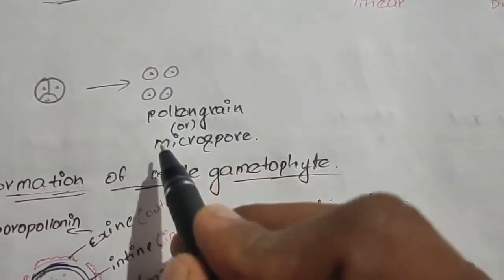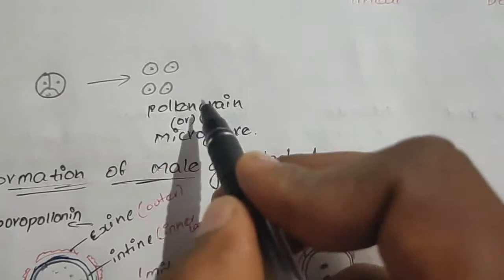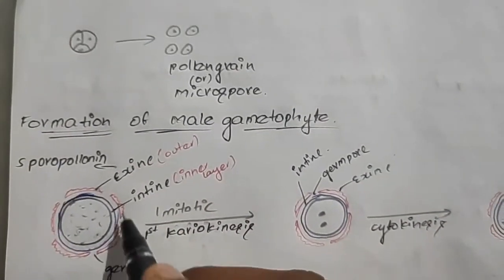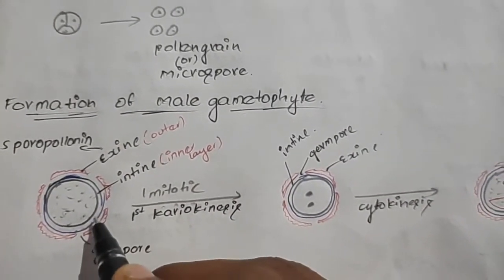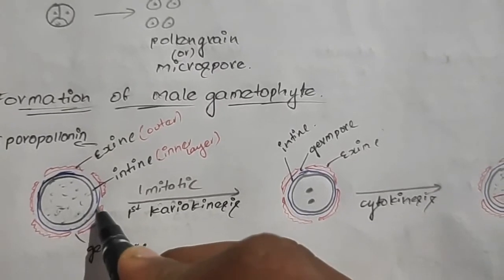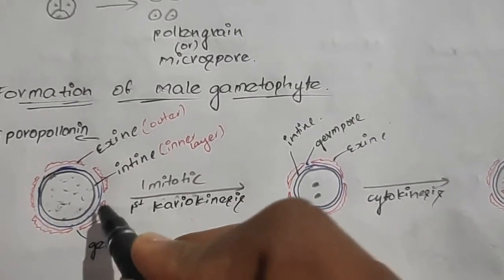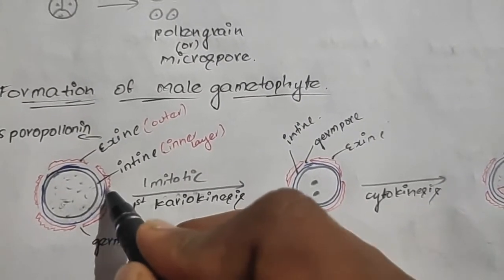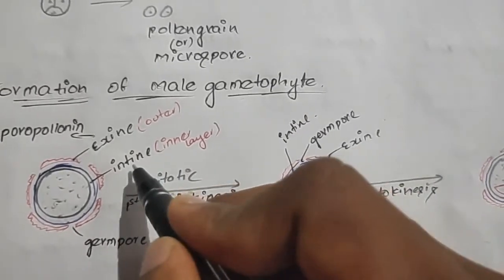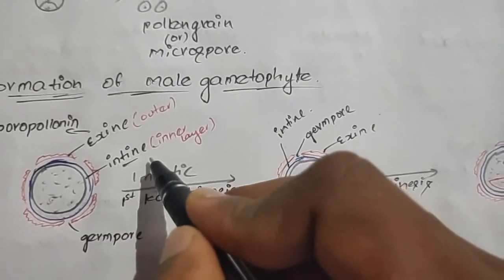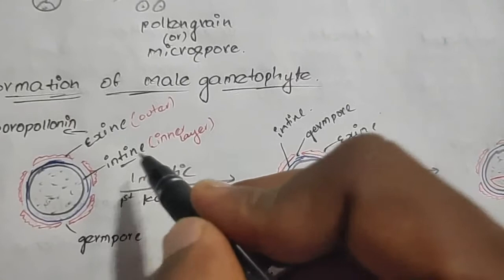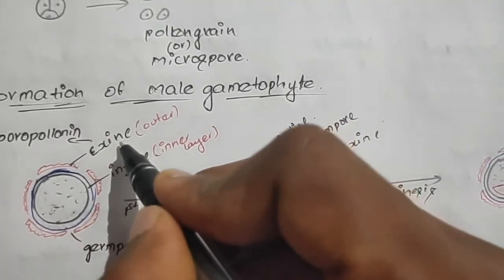Now, this microspore tetrad splits and forms spore-applied microspores, or pollen grains. This pollen grain has its own plasma membrane, and outer to this plasma membrane are two layers: one is the inner layer and one is the outer layer. The inner layer is known as the intine, and this intine is made up of cellulose and pectin.